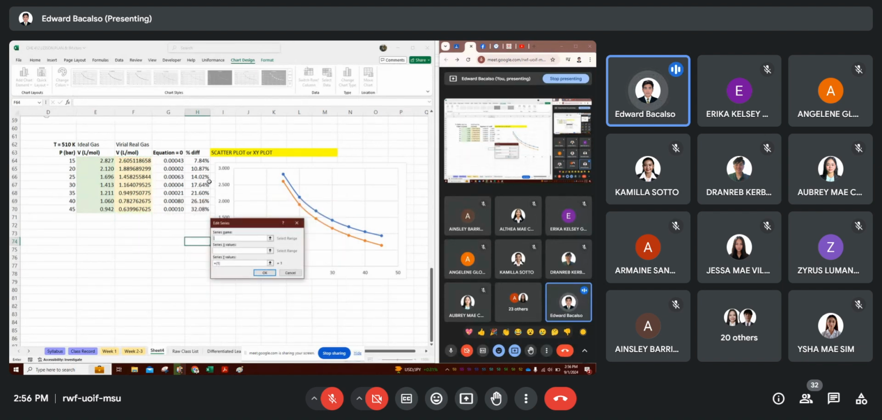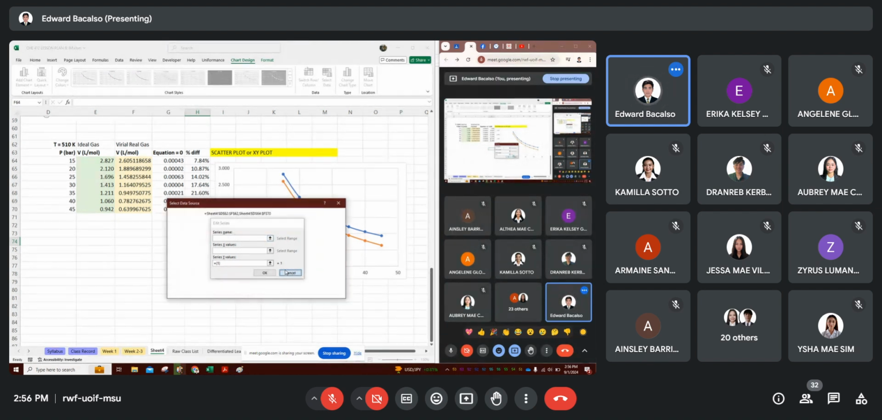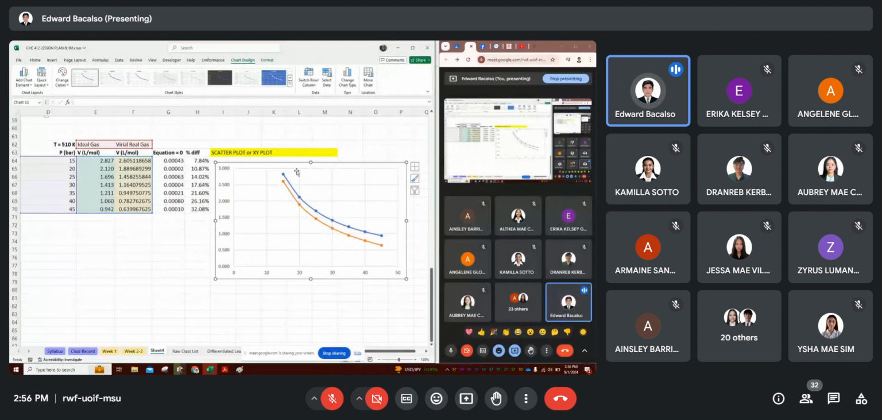Tapos, you can also add, I think, yan. Kita dito yung difference ng chart. Ang difference ng dalawang trend. Una, yung ideal gas, pangalawa yung real gas volume. So, may impact si pressure. As pressure is increased, iiba yung actual gas volume versus ideal.